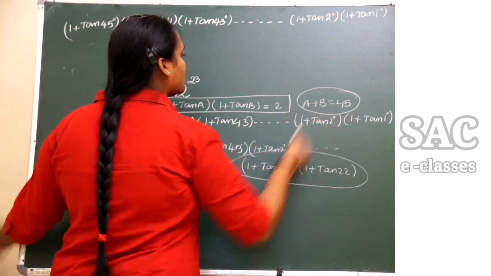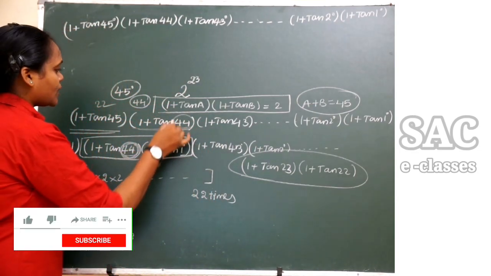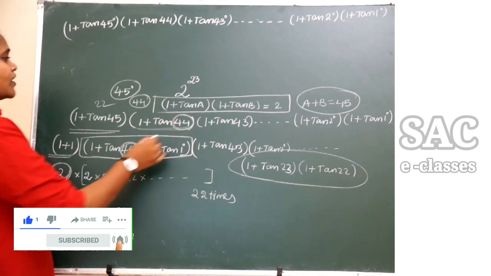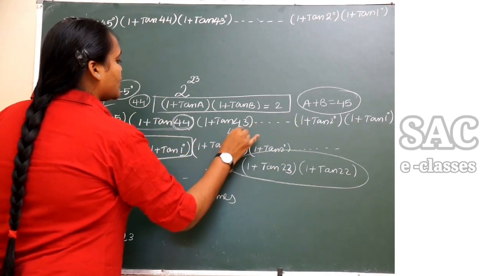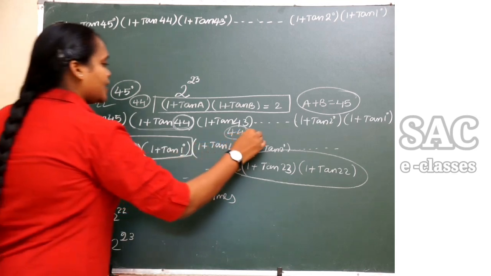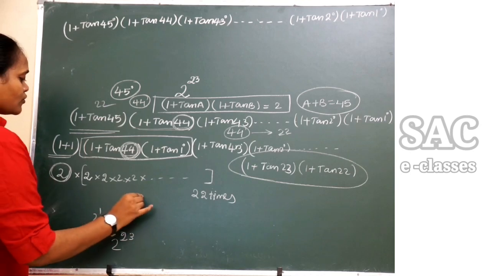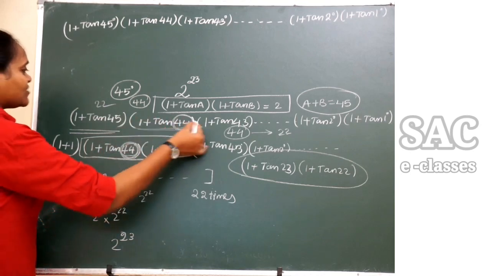Whenever A plus B equals 45. So here I simply take 44 as the number, 44 to 1. 44 numbers are there. With the help of the 44 numbers I made 22 pairs. Each pair will give you 2. That means 2 power 22 is the actual answer.